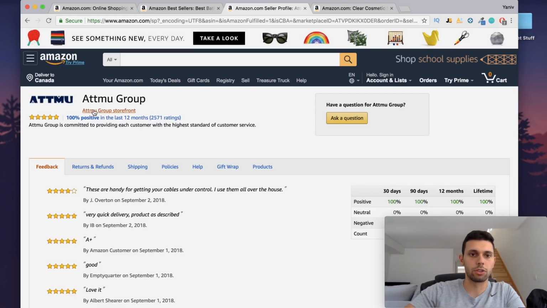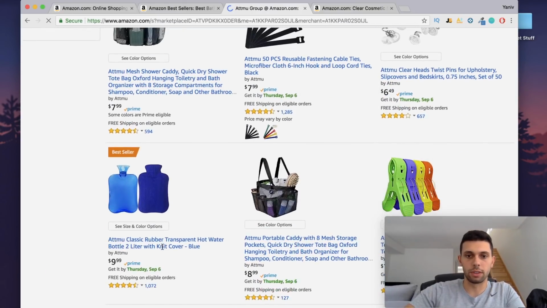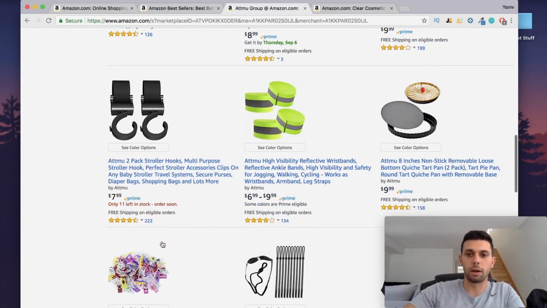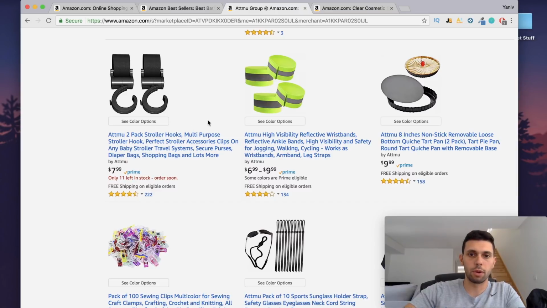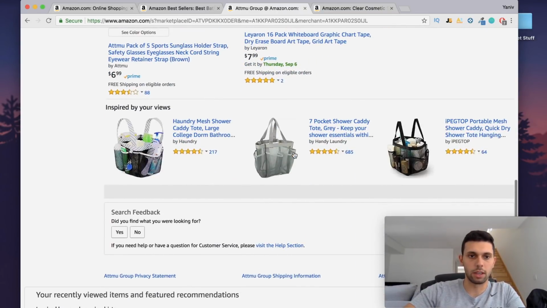From here, you want to click on their group storefront. So this is their actual store. And once we get here, we can see everything that this person resells. And really quickly, we can tell this guy is 100% some sort of reseller. All these products look like they're from China. Everything here looks like it can be sourced from China.